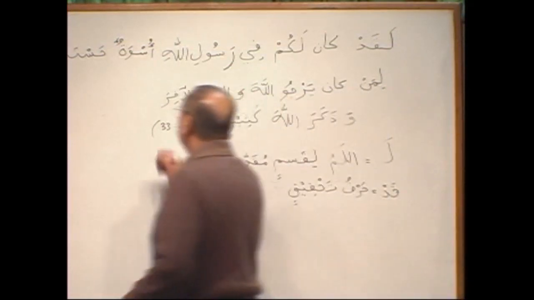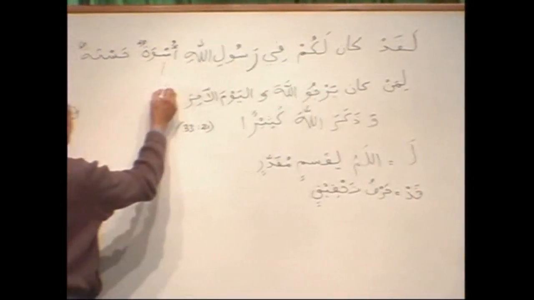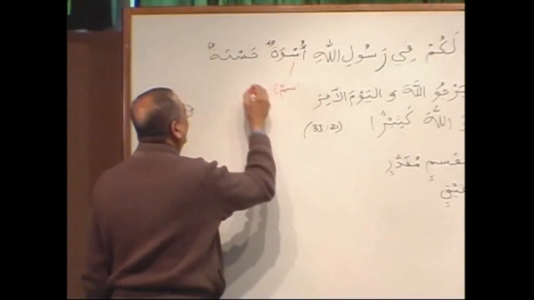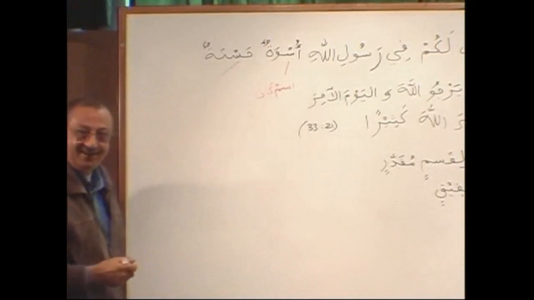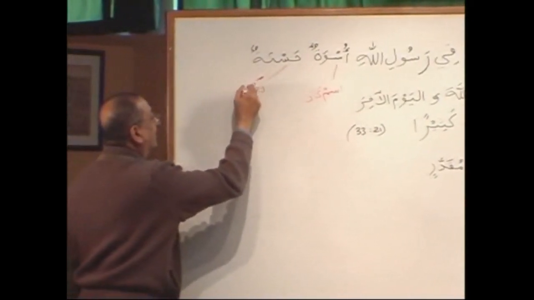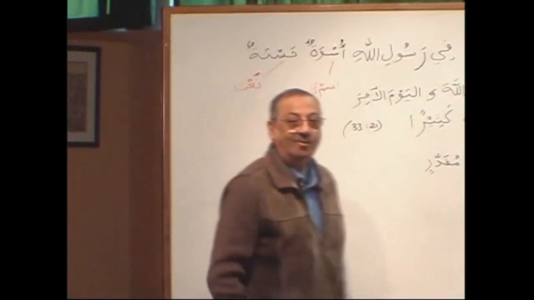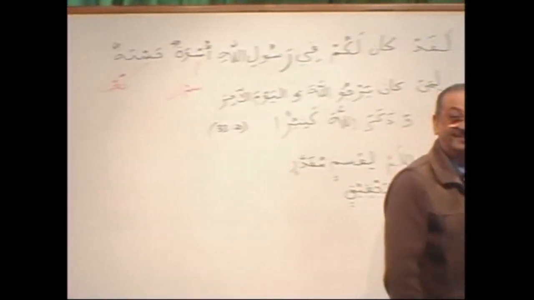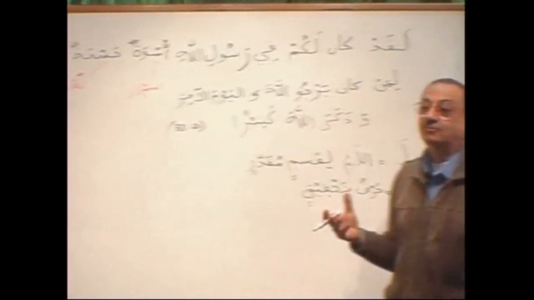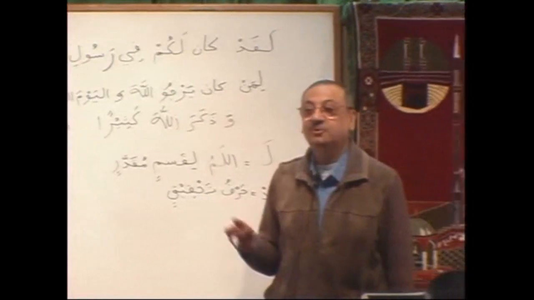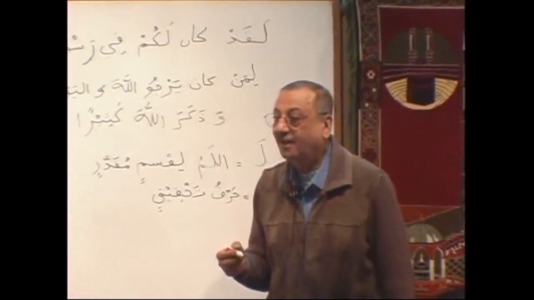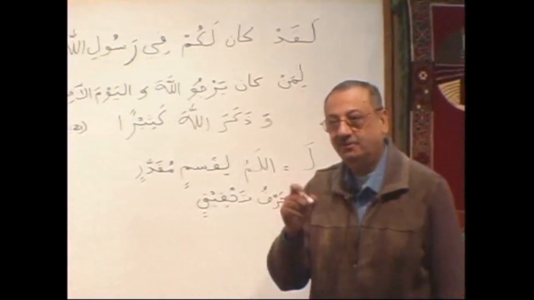Okay, brother, this is your ismu kana. What is this, brother? Naat, mashallah. Naat. Fine. What is lakum? Jarun majrurun. Okay, we cannot see khabar, which should be mansub. So lakum is your jar majrur, shibbu jumla, khabar kana. Are you with me, brother and sister?